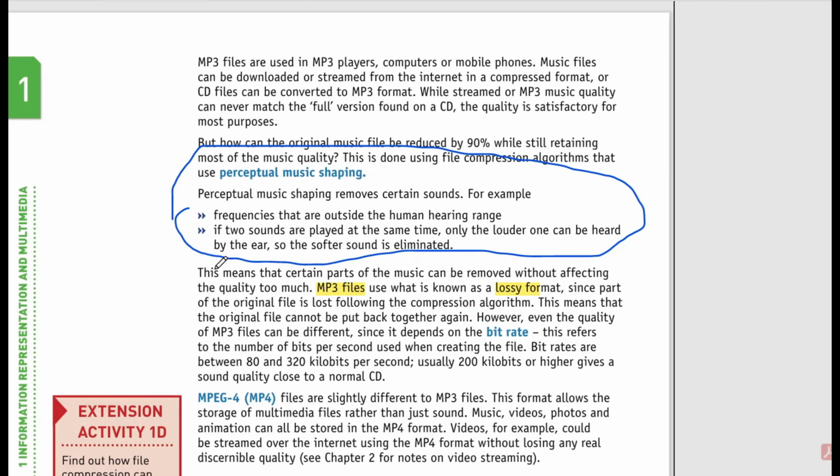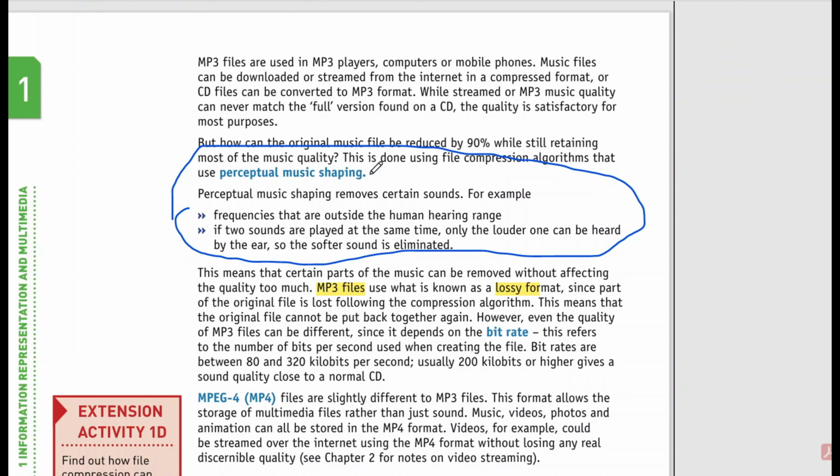So I just go back to this portion of your chapter, where it was written that if you reduce any file size by 90%, you are removing something. Something is being lost from that music. So what kind of compression are you using? You are using lossy compression. Because when you are using lossy compression and it is still retaining the music quality, it means that you are using perceptual music shaping.